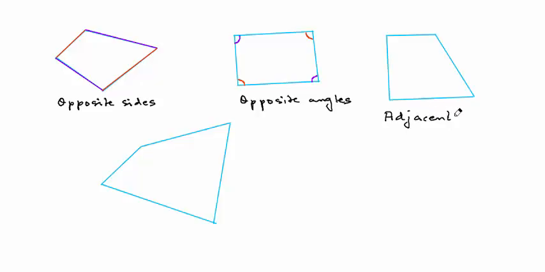Adjacent sides. Let me show you what that means. Adjacent sides are sides that lie next to each other. So these 2 qualify as adjacent sides, and so do these 2. Also, we could say this and this is a pair of adjacent sides, as well as this and this is another pair of adjacent sides. So the adjacent sides meet at a point, and then you have the adjacent angles.